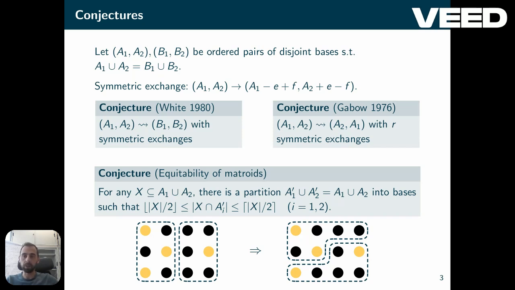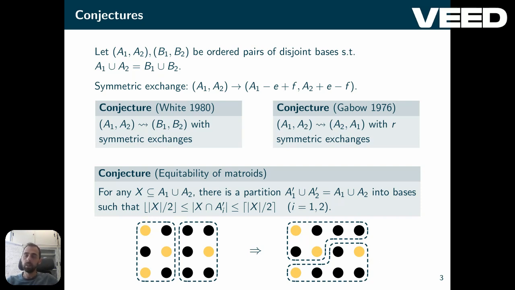Okay, so on this figure, the first figure, you can see a decomposition into two bases, and the yellow elements are the members inside X. And on the second figure, you can see a decomposition into two bases that contain the same number of yellow elements. Okay, and the conjecture says that if the ground set of the matroid decomposes into two bases, then no matter how you choose X, you can always find the decomposition into two bases where the two bases share almost the same number of elements with X. And it is not difficult to see that both White's and Gabo's conjectures would imply the equitability conjecture.